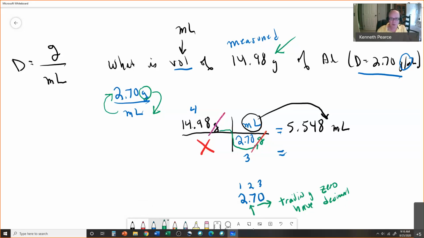And now we can take a look here, and we go, well, it's 4 and 3, so we're looking for 3 sig figs over here, the least number of sig figs, because we're dividing. And so we go 1, 2, 3. I'm going to look one more over. We're going to round up that 4 to a 5. And so this becomes 5.55 milliliters. There it goes. And so we're treating the density as a conversion factor.